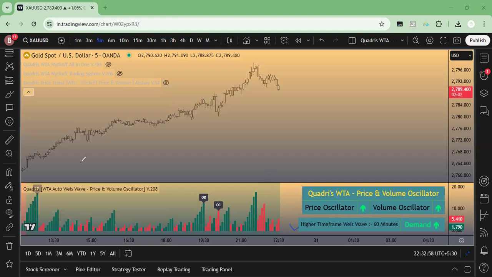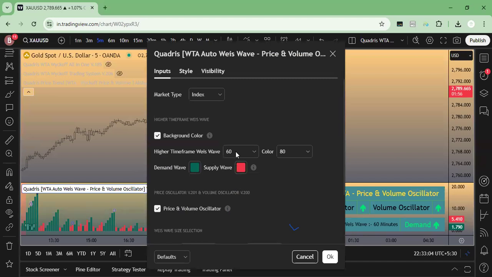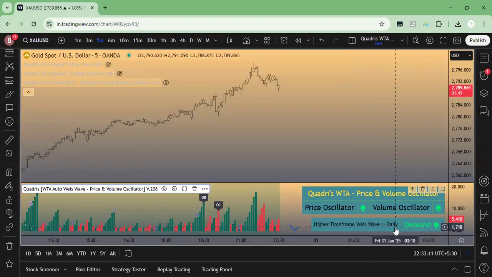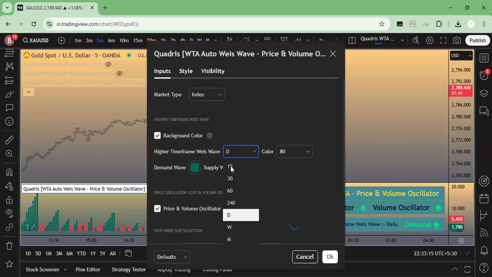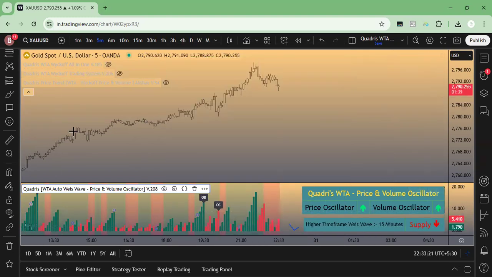So here I have given an option. For example, if you open the settings tab, you can see higher Weiss wave. Now it is applied to 60 minutes, daily demand or supply. If you switch back to 15 minutes, you would see 15 minutes. Now 15 minutes is showing the supply, and it has been shown by this background also. So you get two confirmations. This one is visual confirmation, because it helps you cross-check what has happened in the past, which was the trending phase, where demand was greater than supply, or supply was greater than demand. So this is how it can be used, and it is very useful.